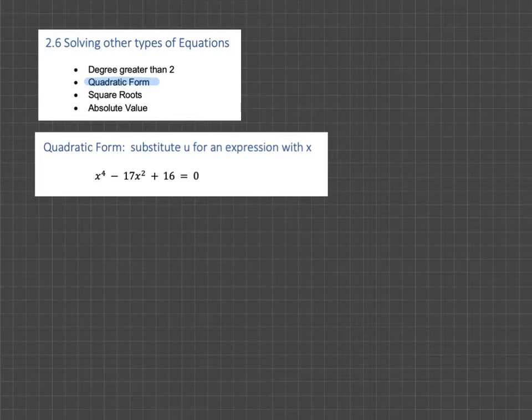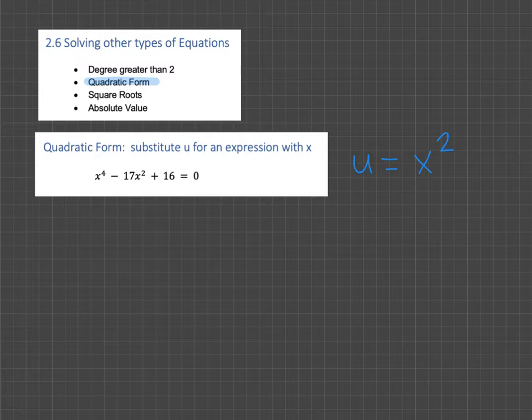We don't have x squared. We've got x to the fourth with the highest degree. And then we've got an x squared term, and then we've got a constant. So it kind of follows the pattern of a quadratic, where instead of x squared, we have x to the fourth. Instead of x, we have x squared, and then we have a constant. So what we're going to do is rewrite this, and instead of using x squared, we're going to use u.